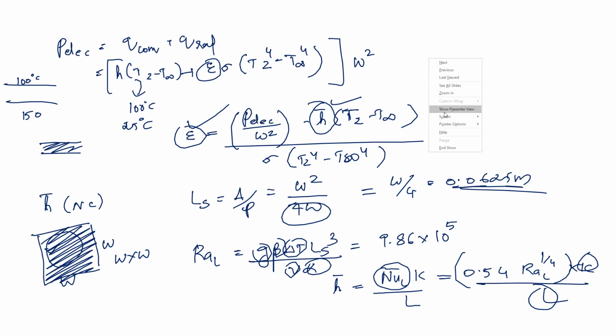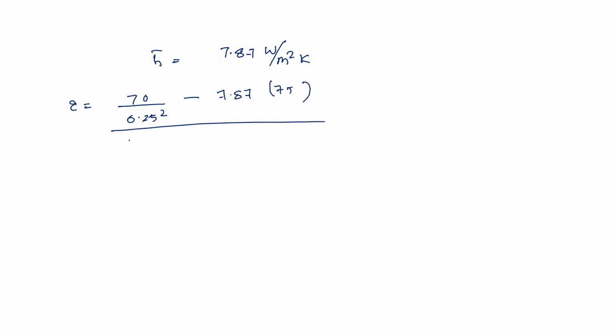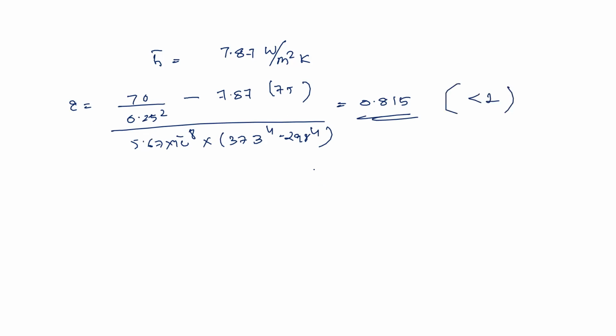So from that, we will be getting H bar equal to 7.87 watt per meter square Kelvin. So we just need to substitute in that previous expression: epsilon equal to (70 by 0.25 square minus 7.87 into 75), the whole divided by 5.67 into 10 raised to minus 8 into (373 raised to 4 minus 298 raised to 4), which comes to be 0.815. So emissivity is always less than 1.